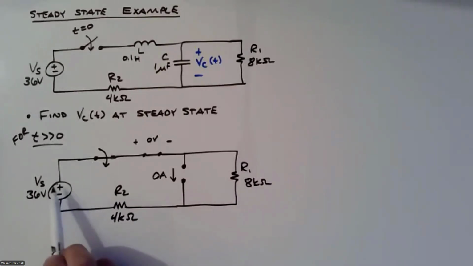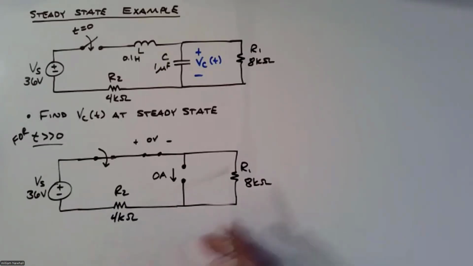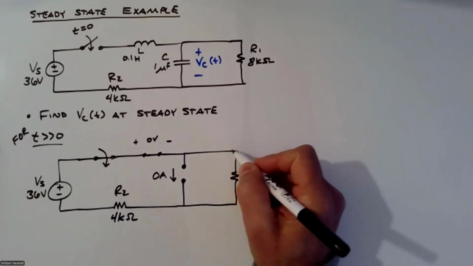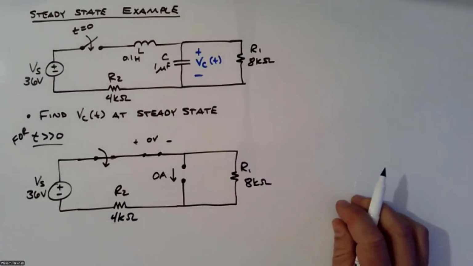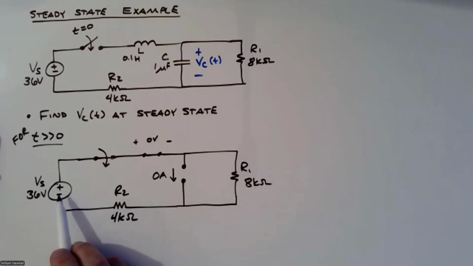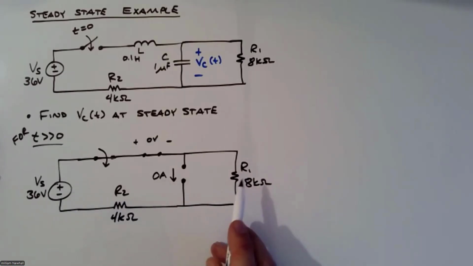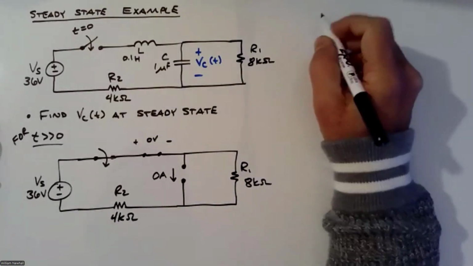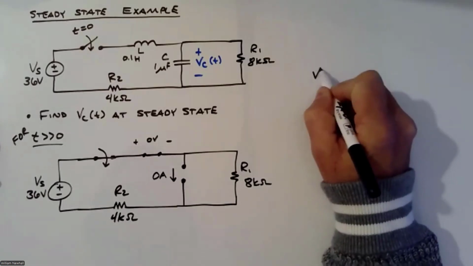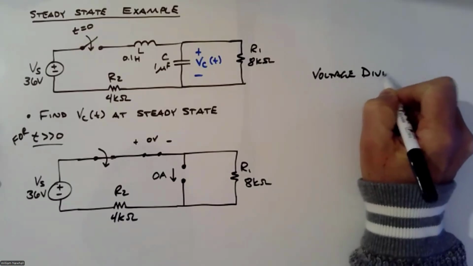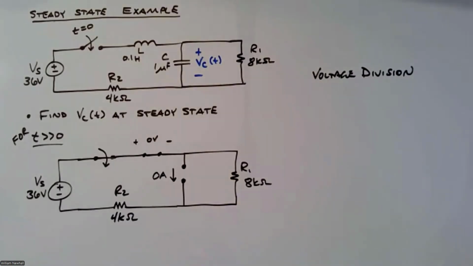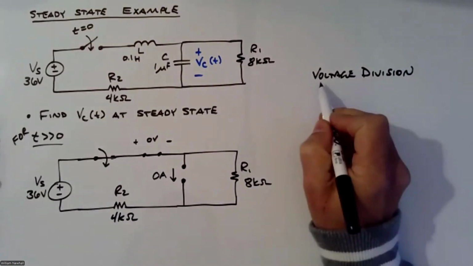So this is the new circuit. I have a 36 volt DC source connected to 2 resistors that are in series. Remember that if 2 circuit elements have the same current flowing through them, they are in series. So I have a voltage source across 2 series resistors. I can use voltage division. Right, so voltage division will let me do this.